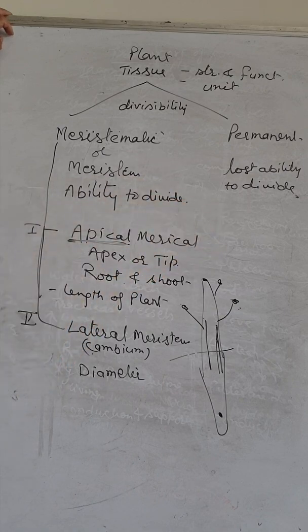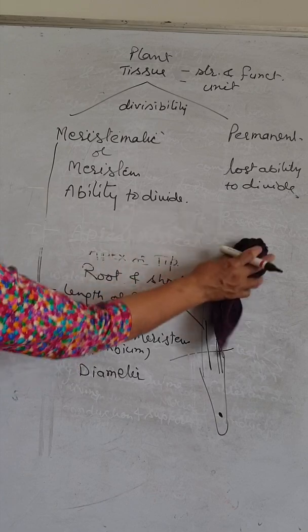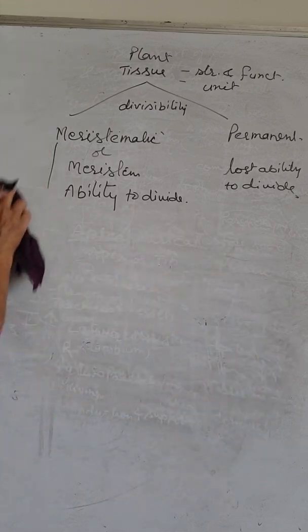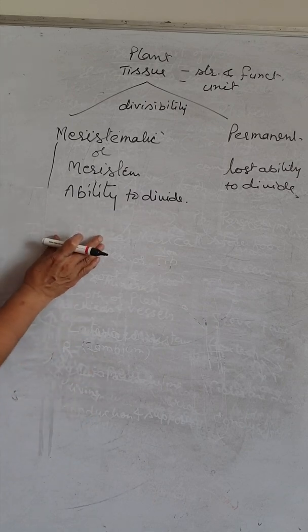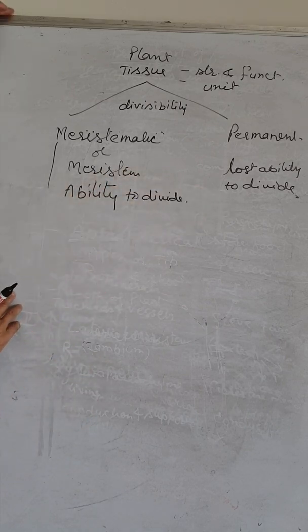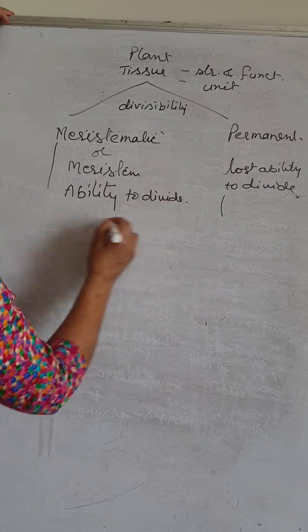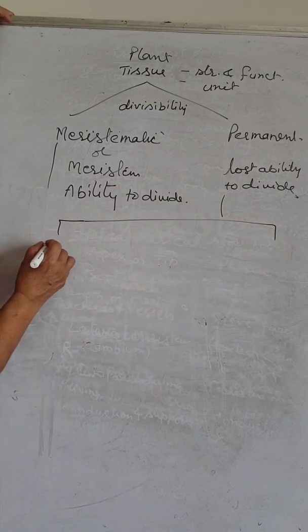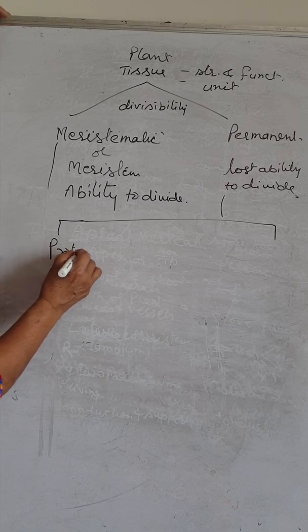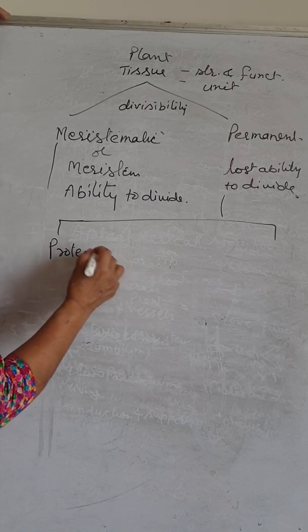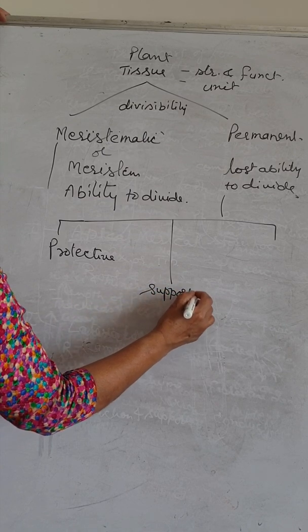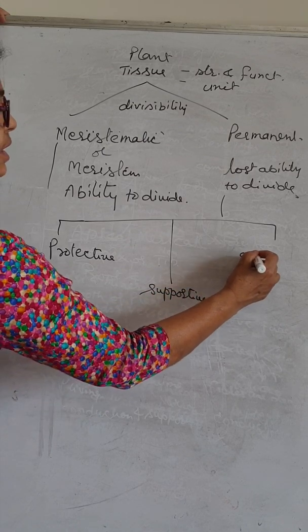Now the permanent tissue. The permanent tissues, as we already told, are the non-dividing tissues. The meristematic tissues mature and form the permanent tissue. The permanent tissues are of three types: protective, supportive, and conductive.